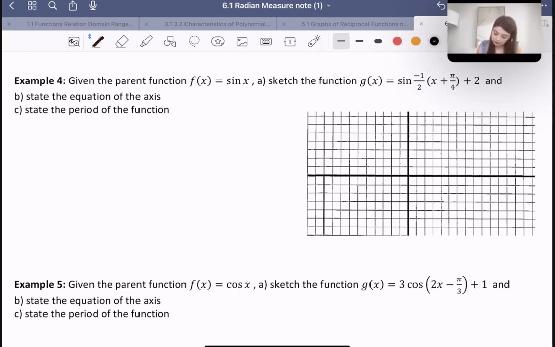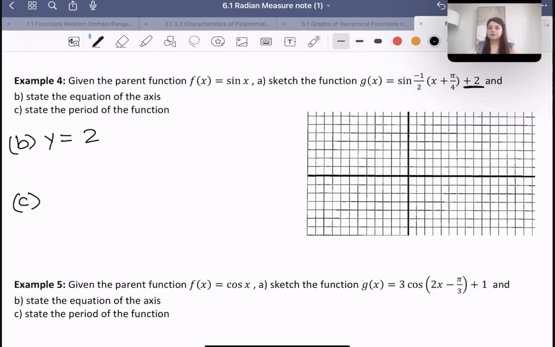Okay, so first I'm actually going to do B and C because they're a lot easier and they'll help us to sketch the graph. Because for sketching the graph, we've got to know all the transformations. For these ones, we just have to do one step that we would have to do anyway for our graph. So for example 4, for B, it says state the equation of the axis. Well, I see a plus 2 over here, which means the equation of the axis has shifted from y equals 0 to y equals 2.